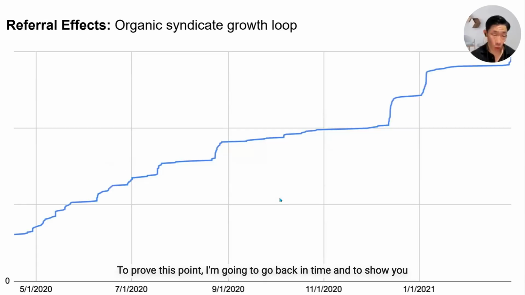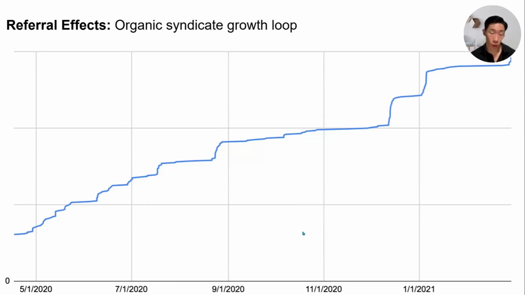To prove this point, I'm going to go back in time and show you, when I started my syndicate, the patterns that I was observing. What you're looking at here on this blue line is data from my CRM. It basically tracks the number of investors subscribed to my deal flow on my CRM over time.